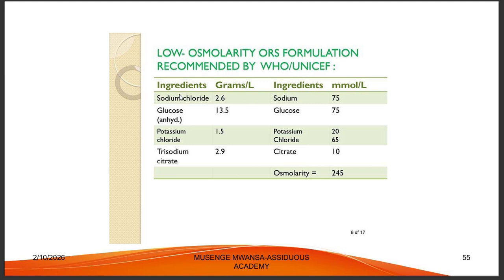Okay, so in sodium chloride you have got sodium is 75 millimoles per liter. The glucose is actually 75 millimoles per liter. The potassium is 20, the chloride is 65 millimoles per liter. The citrate is actually 10 millimoles. So the total osmolarity, okay, is 245. So the osmolarity of this ORS is lower than that of plasma.